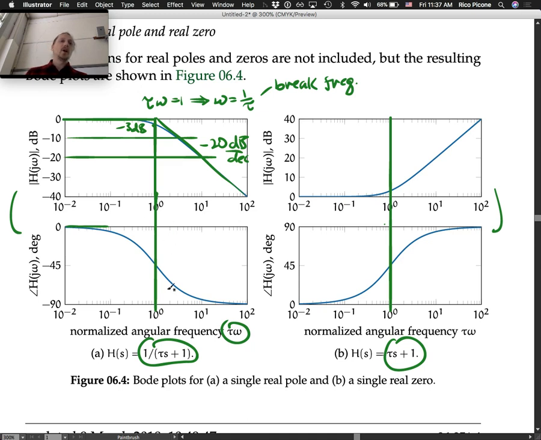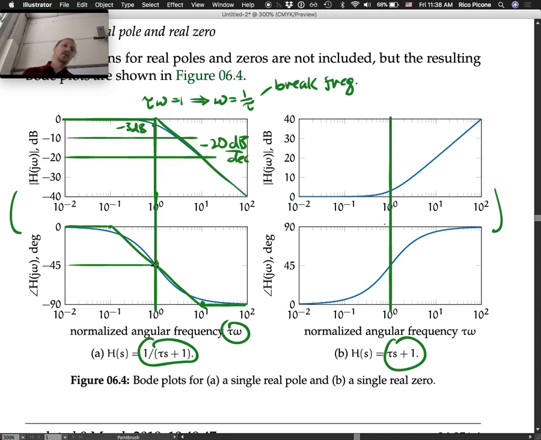until you get up to 1 decade below your break frequency. Then it has a slope that meets up with 1 decade above the break frequency at negative 90 degrees. It goes through negative 45 degrees at your break frequency. And so we would just draw a straight line approximation of what it does in between those two, and then it flattens off to negative 90.